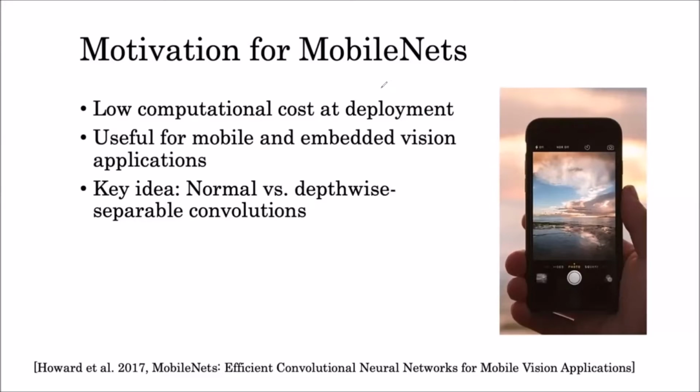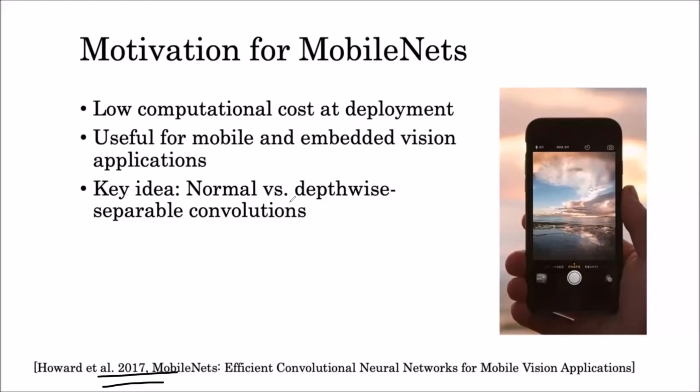The main motto behind the motivation for MobileNet is low computational cost. As the name suggests, mobile, this network can even work with the CPU of a mobile. That's why they have named it MobileNet. It is very useful for mobile and embedded vision applications. This paper was published in 2017, and the title is MobileNets: Efficient Convolutional Neural Networks for Mobile Vision Applications.